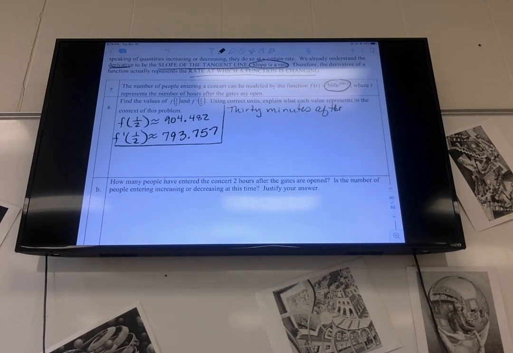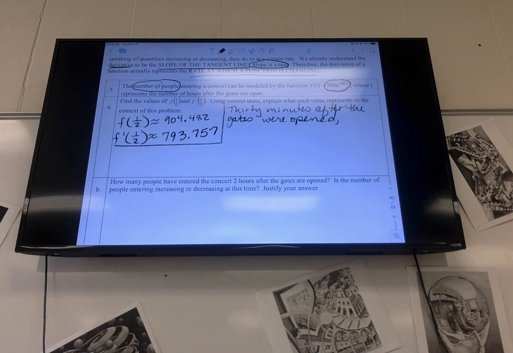They're math people. They should know. That is true. Now, what does that number for f of 1/2 represent? The number of people entering the concert. Probably should. Why do you have to find f prime? Well, we're going to do rate. That one too.